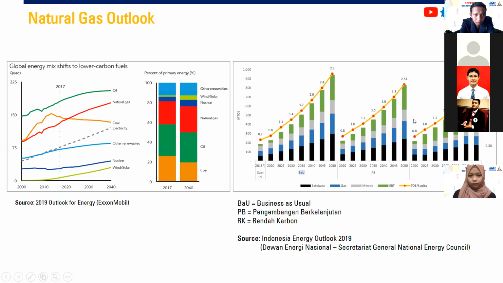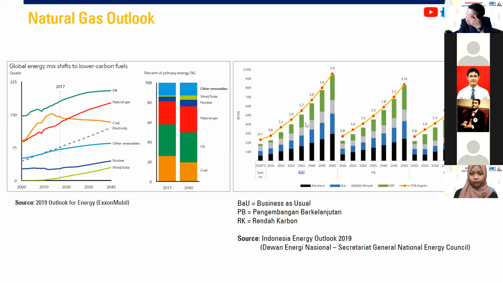We also do three scenarios: business as usual, PB or pengembangan berkelanjutan, sustainable growth, and rendah carbon. But you can see the gas here. The gas here is shown by the blue chart. Yeah, we can see that the demand for natural gas is still maintained.